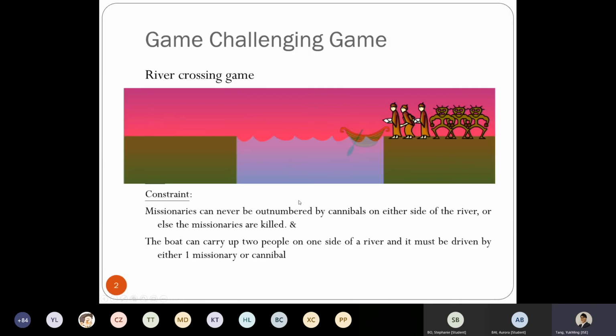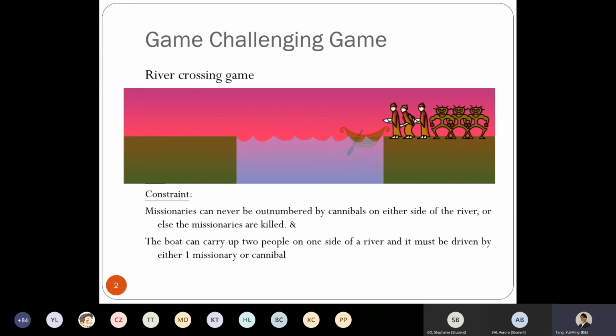Before we start rule-based reasoning, I'd like you to play this game, the river crossing game. On the right-hand side of the river, you'll see that there are three missionaries and three cannibals. What we are going to do is make sure that all the missionaries and cannibals cross the river from the right-hand side to the left-hand side. There is a constraint that the missionaries can never be outnumbered by the cannibals on either side of the river. Otherwise, the missionaries will be killed.